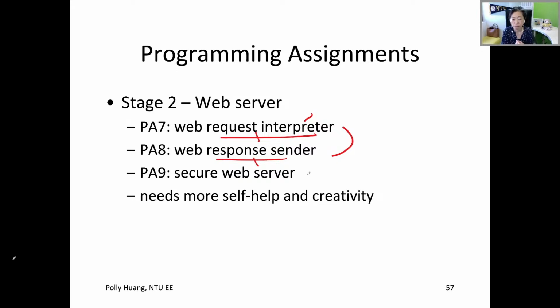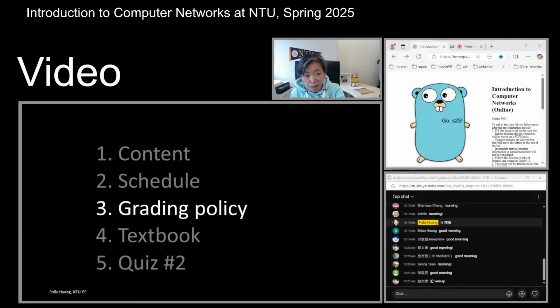And finally, in PA9, we'll make this web server a secure web server, which is the default standard these days for any internet services. You want your server to be secure. All right, so that's the programming assignment part.